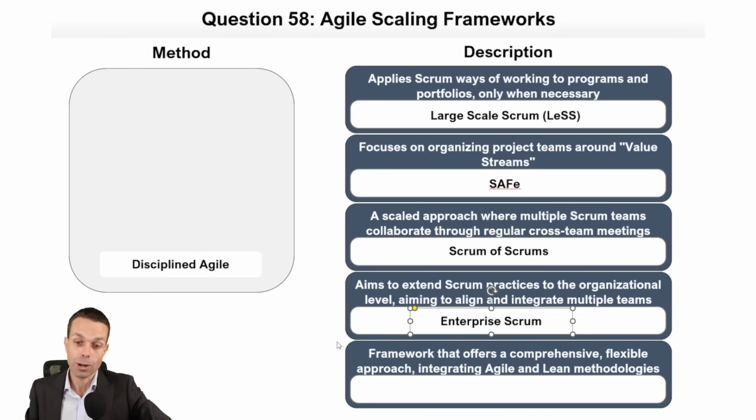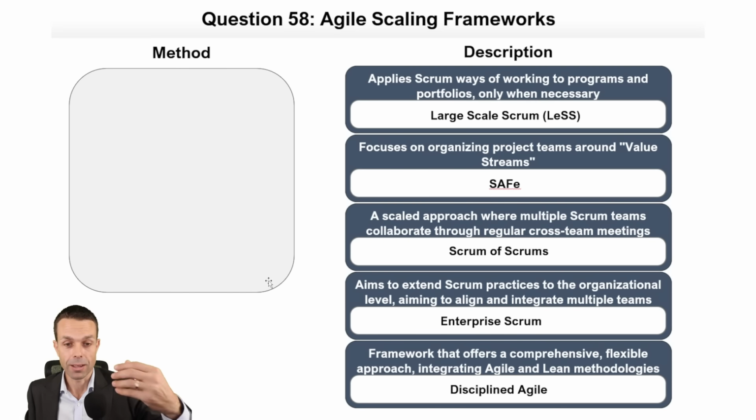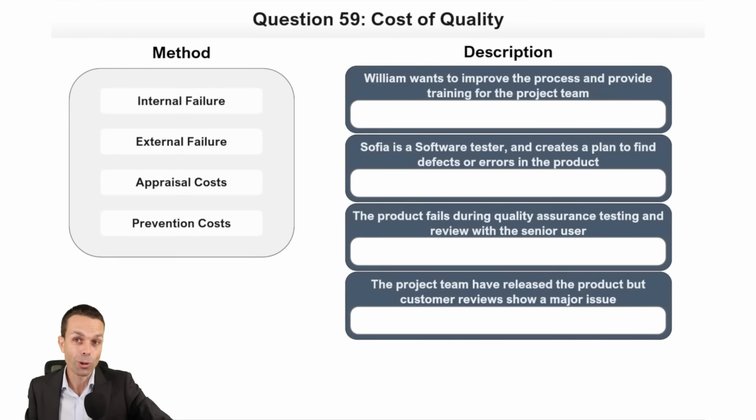And lastly, a framework that uses Agile and Lean methodologies, that's going to be our Disciplined Agile. And that has come to be owned by the Project Management Institute. So now they're integrating all of those into that one approach called Disciplined Agile. And there we go, that one is correct. Page 111 under scaling frameworks. Excellent work, very, very handy to know. And only 2 more to go in this little section, so you're doing an amazing job.